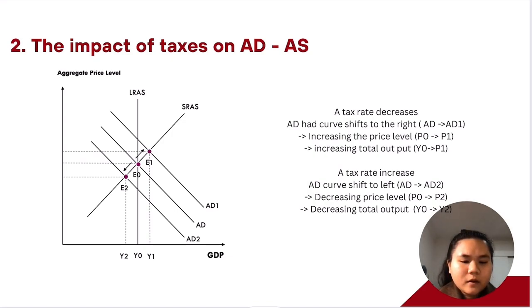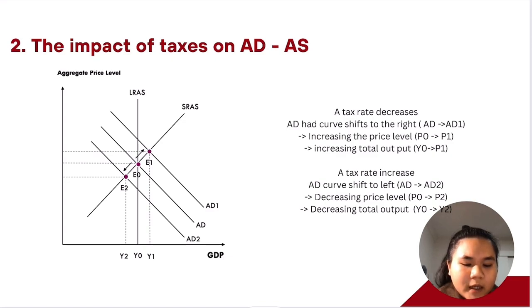The aggregate demand curve shifts to the right from AD0 to AD1 when the tax rate is decreased, increasing total output from Y0 to Y1 and the price level from P0 to P1, because more people are required to create more. The unemployment rate decreased as overall output increased.